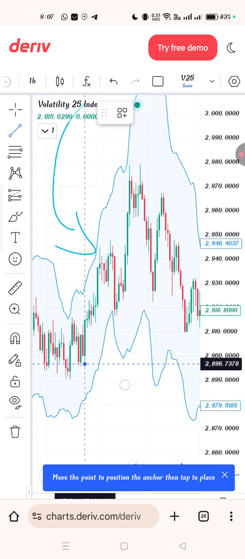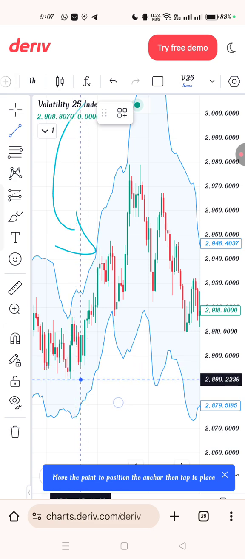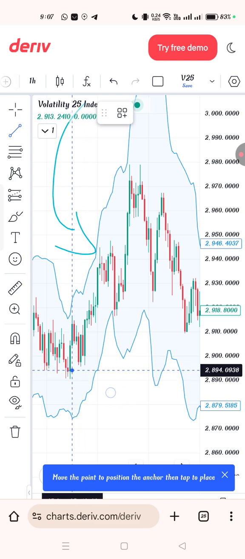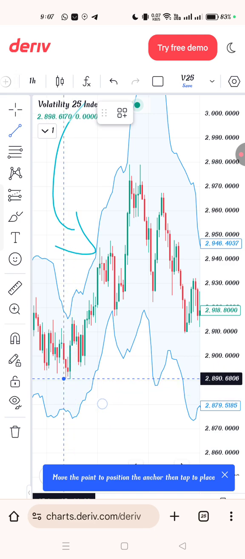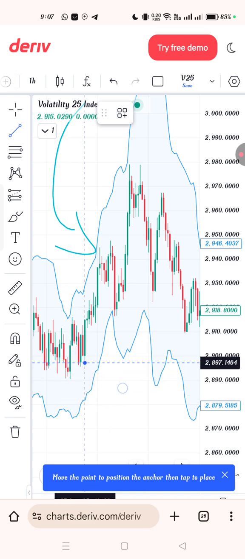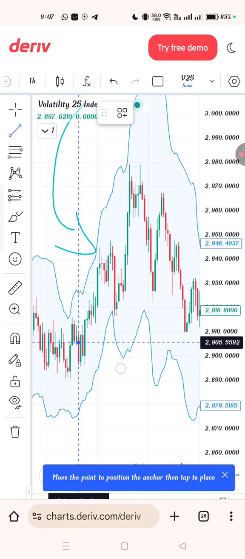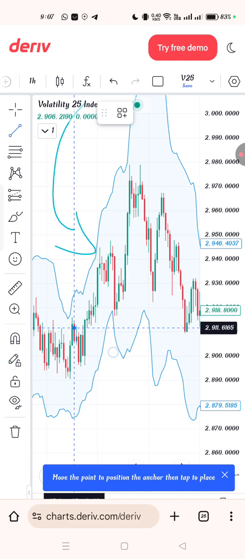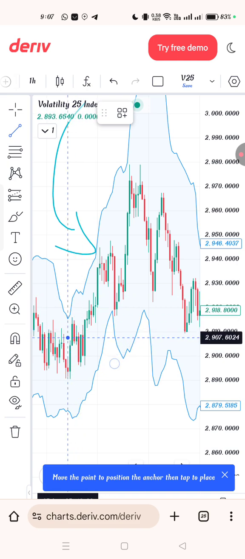So what is a high low? For example, this one is not a high low, because you see price went below here. So I will start looking at this particular point. Here there's no high low, because price never went up. It just came close, but the price never went up. So no high low here.